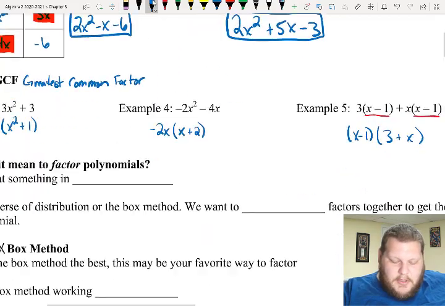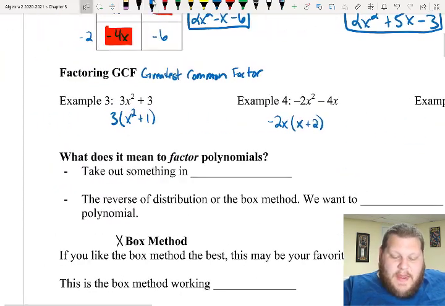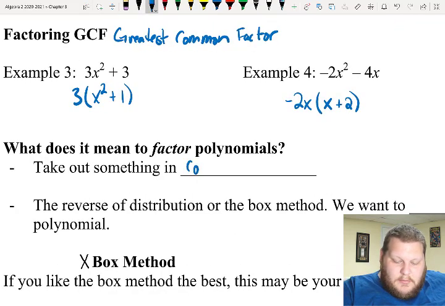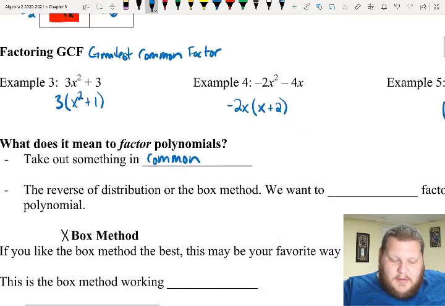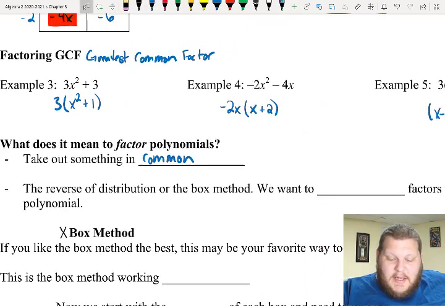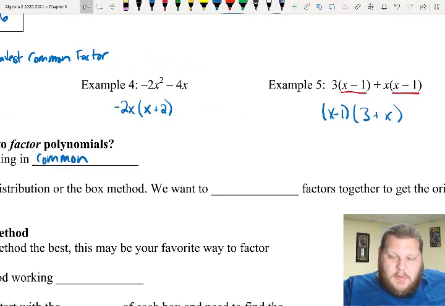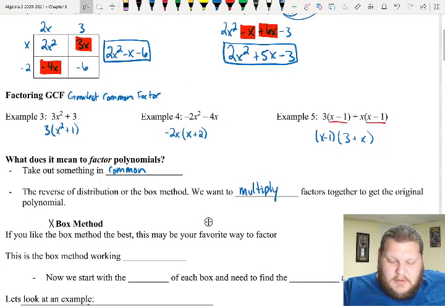Moving right along. So what does it mean to factor polynomials? Well, again, we want to first take out something in common. That's going to be our first step. And then beyond that, to factor it out, we want to basically figure out what we'd have to multiply together in order to get the original polynomial. So we want to multiply factors together to get the polynomial.